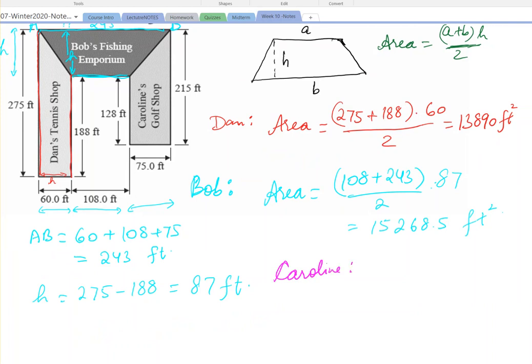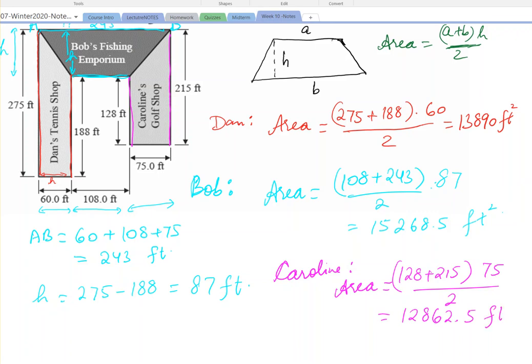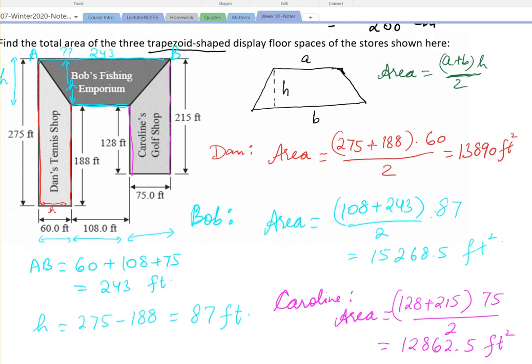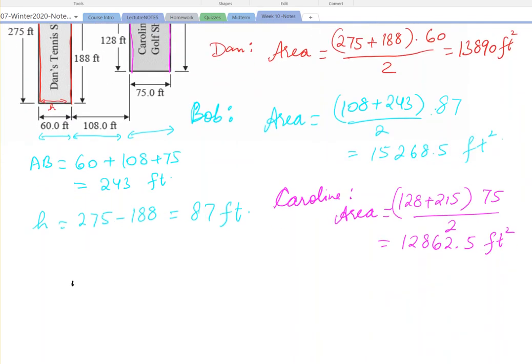Lastly, we're going to find the area for Caroline's shop. For that, the area would be the sum of the parallel sides. It is given straightforward: 128 plus 215. These are the parallel sides. And then the height is 75, divided by 2. So we get 12,862.5 square feet.